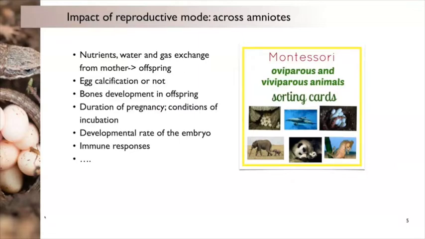But in fact, there's a huge suite of physiological and behavioral modifications that happens with the transition between one reproductive mode and the other. And this is almost always from oviparity to viviparity. So, one of the key aspects is how nutrients, water, and gas exchange happen from the mother to the offspring. So in viviparity, in the more complicated forms of viviparity, there are connections between the mothers and the embryos that facilitate this exchange of gas and water and nutrients as well.